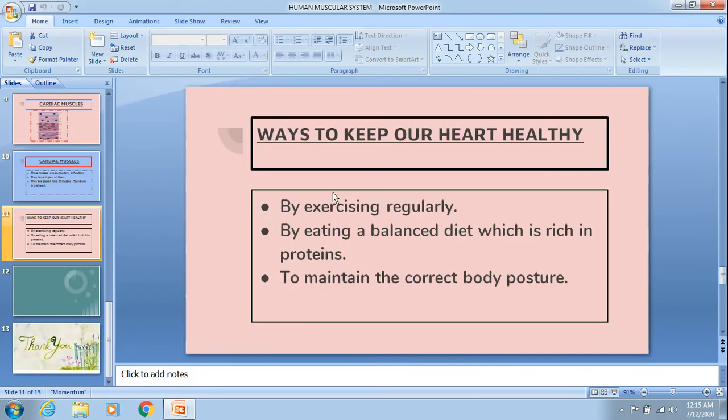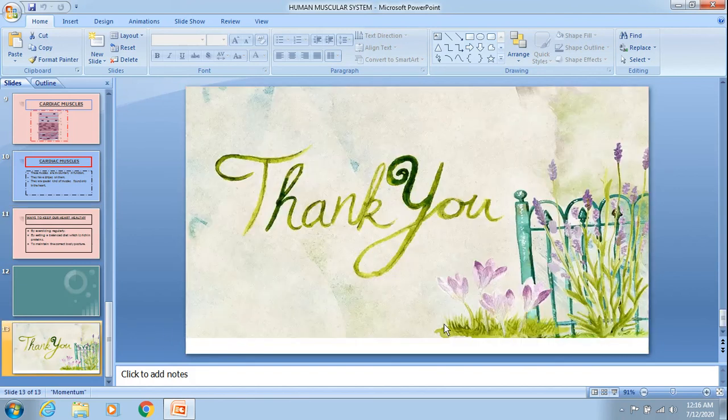So children, now this slide deals with ways to keep our heart healthy. It is very important to keep your heart healthy and fit so that it keeps on working throughout. You can do this by exercising regularly, by eating a balanced diet which is rich in proteins, and by maintaining the correct body posture, right? You don't even think while you are writing or while you are eating something, you keep on bending, and all that affects our body functioning. So children, try to eat healthy food, right? Try to do some exercise every day so that your heart and your body remain fit and healthy.